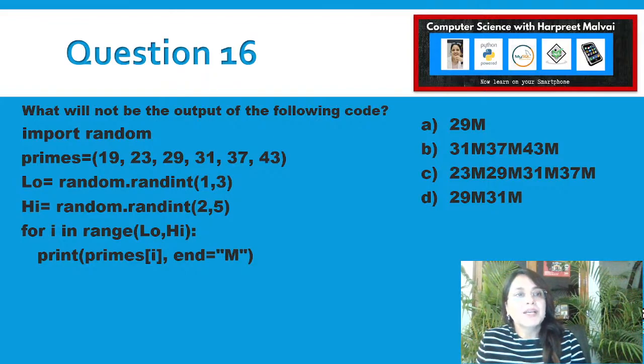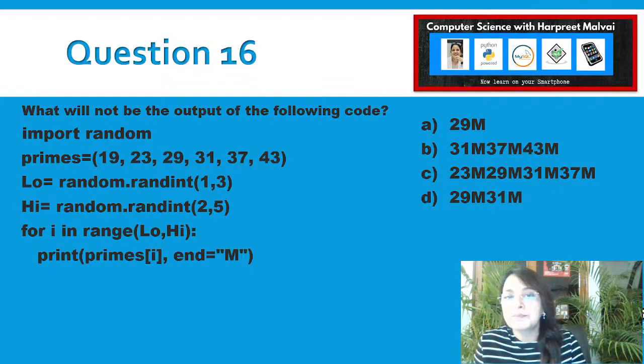Okay, we have import random. All right, and we have a low variable which is randint 1 comma 3. There is random dot randint 2 comma 5, which is a high variable, and for i in range low comma high we say print primes and i, and end with m. Okay, so I think you got this one.